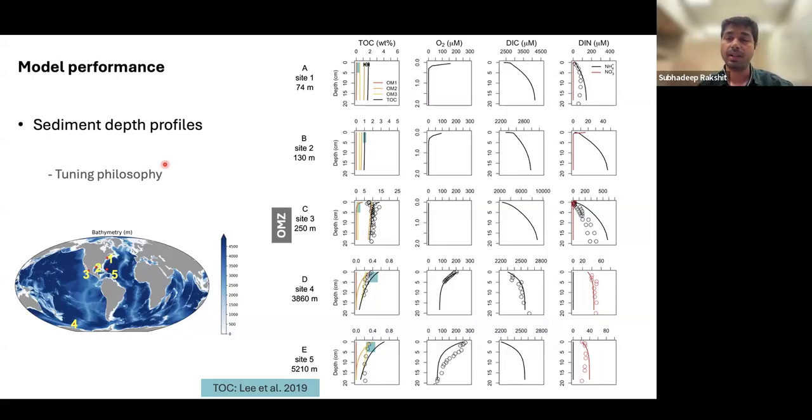And then we played with the parameters for oxygen and the nitrogen cycle to get the direction of the fluxes right, and the pore water profiles right as well. And in doing so, it also matches the benthic fluxes of oxygen pretty well.